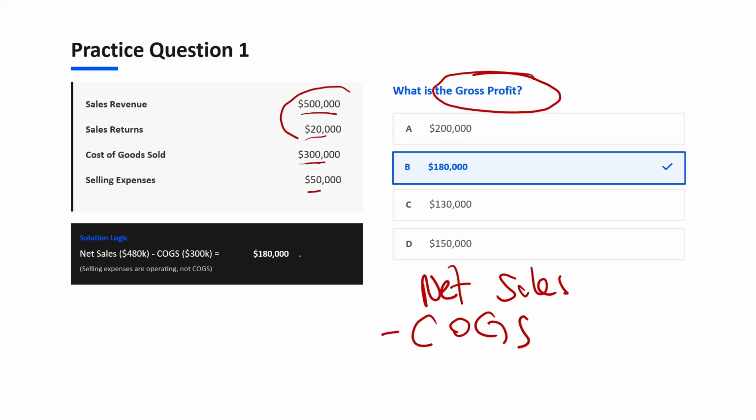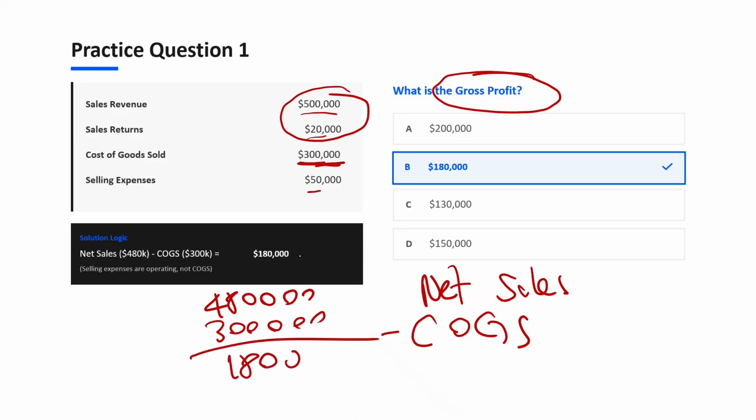So here how much sales did we have? 500,000 minus 20,000. We had $480,000 net sales. And how much was our cost of goods sold? 300,000. And in the end, it is going to be $180,000. You may ask why we did not include the selling expenses here. Because remember, the selling expenses are a part of the operating expenses. So here we are subtracting the cost of goods sold, and because selling expenses are not cost of goods, they are not included in the calculation of the gross profit.